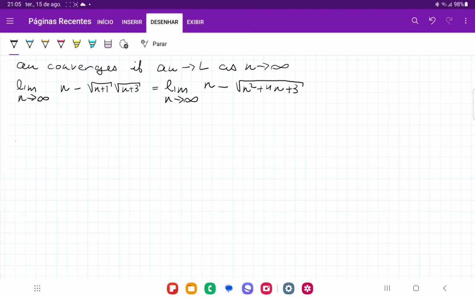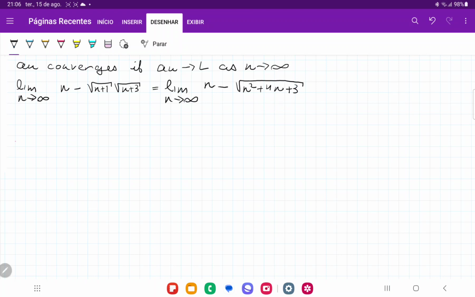And so I want two things. The first thing is I want to turn this into a quotient if possible. And the second thing is I want to get rid of the square root. The reason that I want to get rid of the square root is so that I can get these terms inside free and manipulate them.